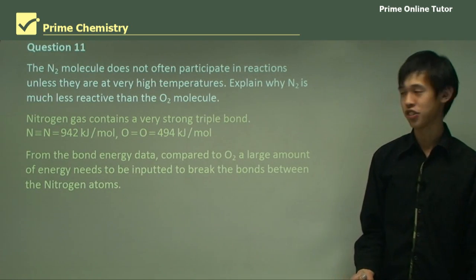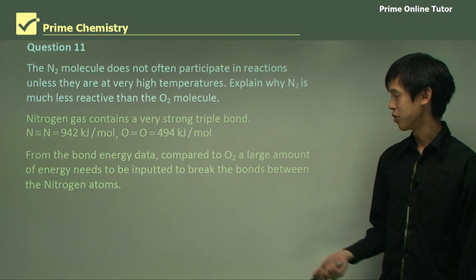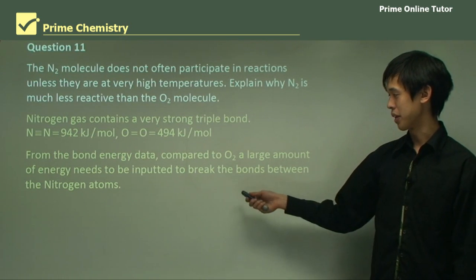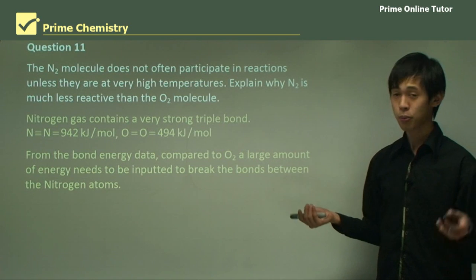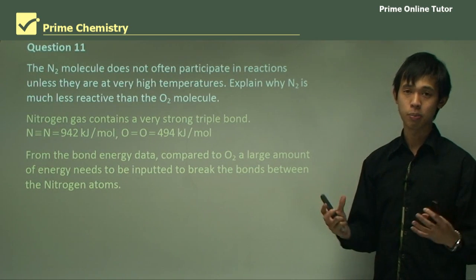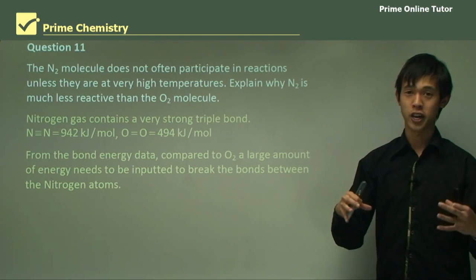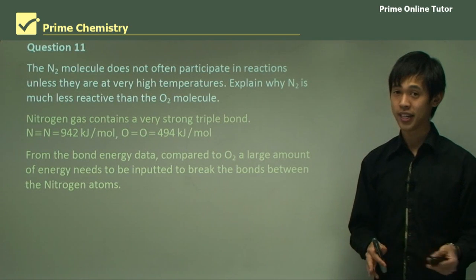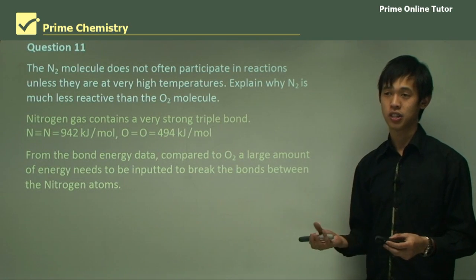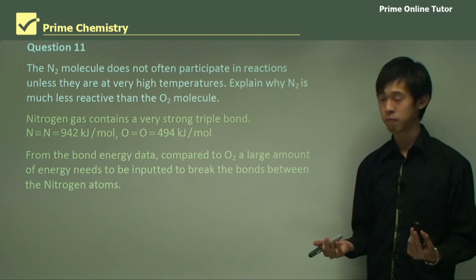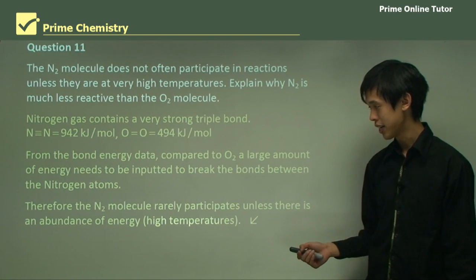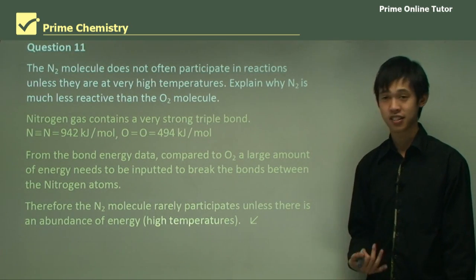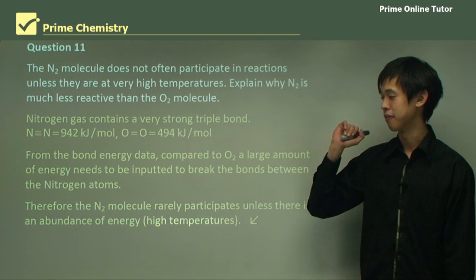So from that bond energy data, compared to O2, a large amount of energy needs to be inputted to break the bonds between the nitrogen atoms. So we have to put in heaps of energy just to snap those 3 bonds and get nitrogen to be free. Now oxygen requires almost half of that just to do the same thing. So therefore the N2 molecules rarely participate unless there is an abundance of energy, and that's the high temperatures that I spoke about in the question.